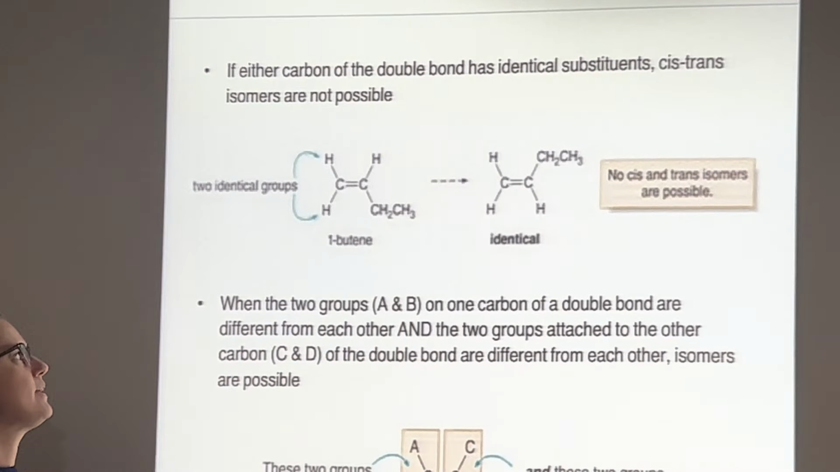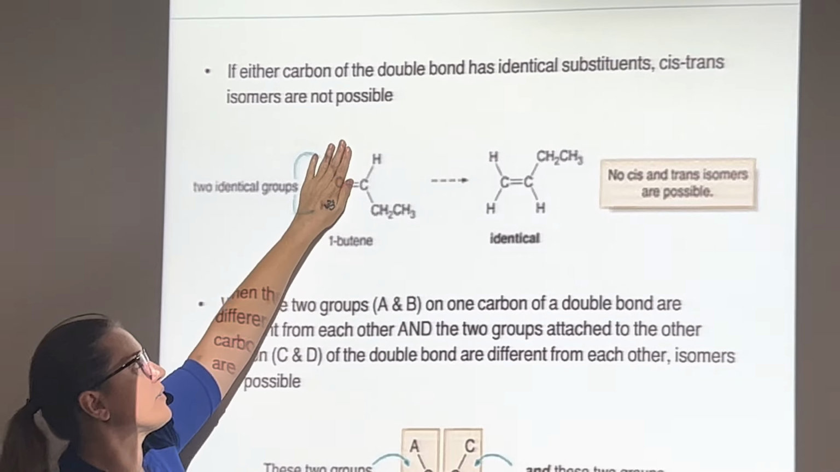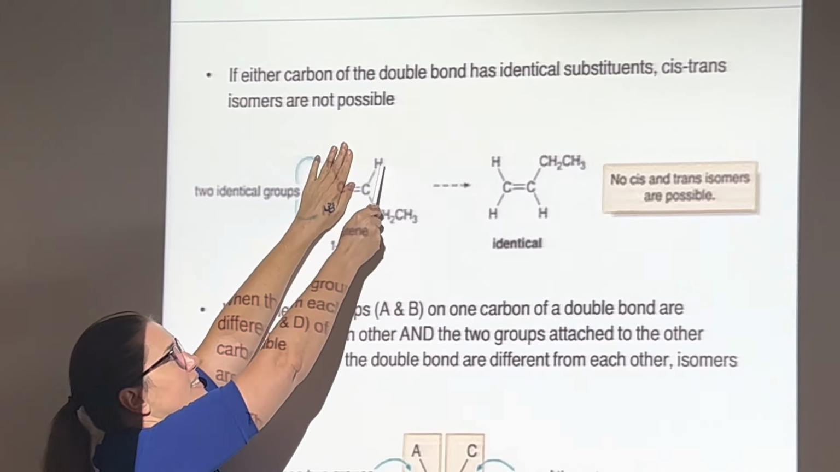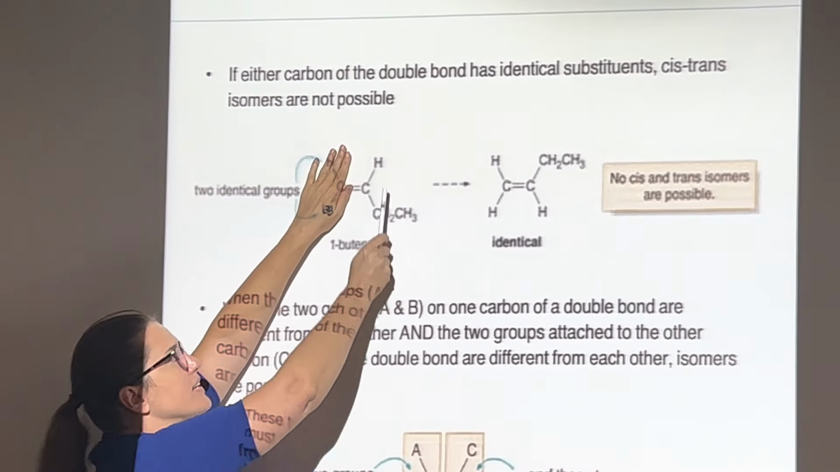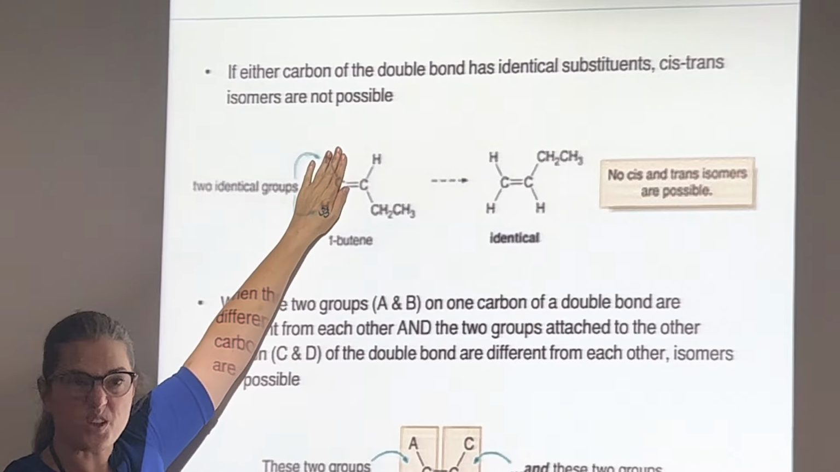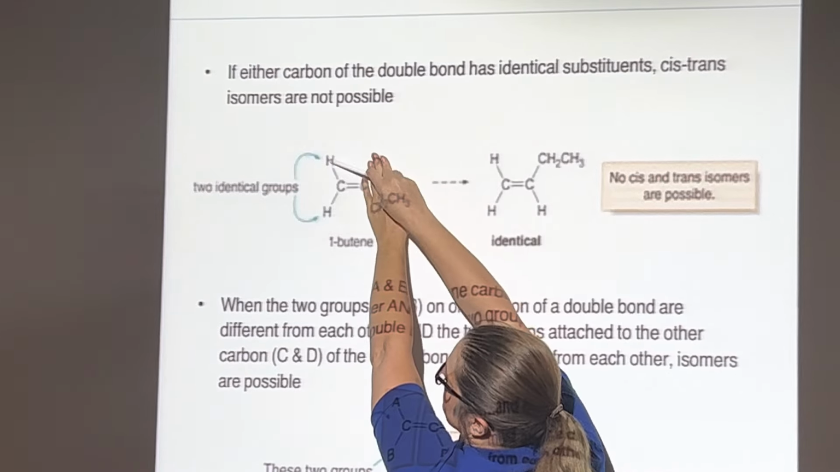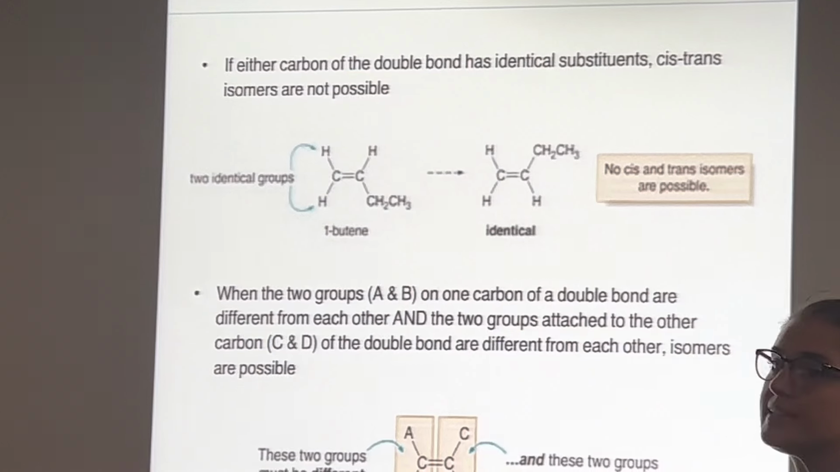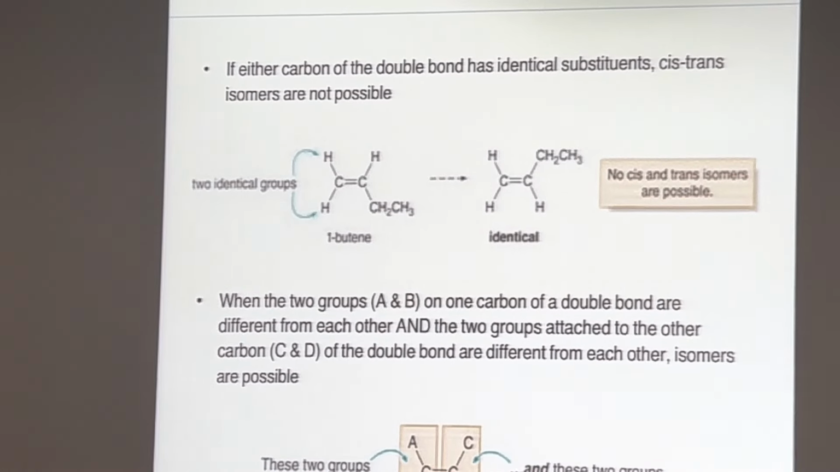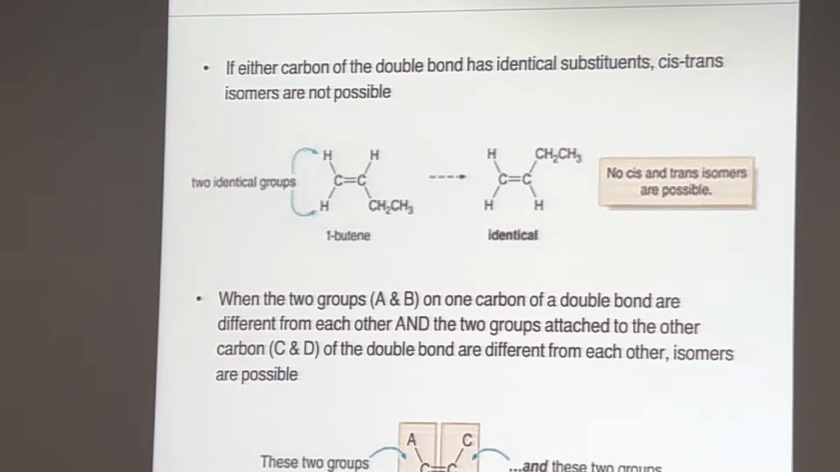If we go back up here to 1-butene and we look at this carbon right here, okay? Is this hydrogen and whatever else this is here, don't worry about what it is, are those 2 things different? Yes, so that side qualifies. And then you go over here and ask yourself, are those 2 things different? No, those are the same thing. So this one's not going to have cis-trans isomers. You're just going to have a 1-butene. Is that okay with us right now? Don't worry, we'll practice this, okay?